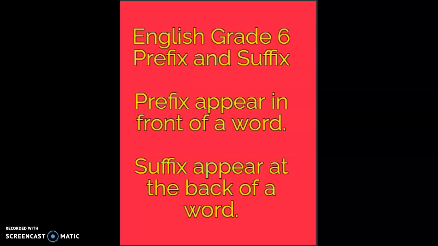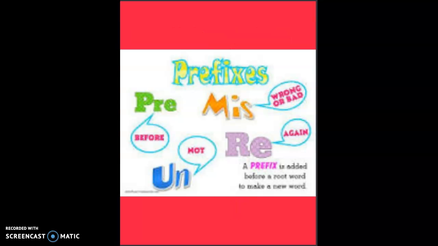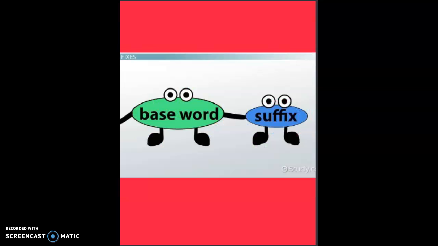Now, the prefix is something that is added to the front of the word and a suffix at the back of the word. So like we say here, prefix appears in the front and the suffix at the back of the word. Here we find just a little explanation of what prefix is. Pre is before, un is not, mis is wrong or bad, and re is again. Just a little picture to show you the base word and the suffix added at the back of the word.